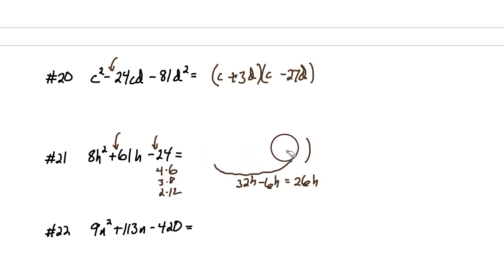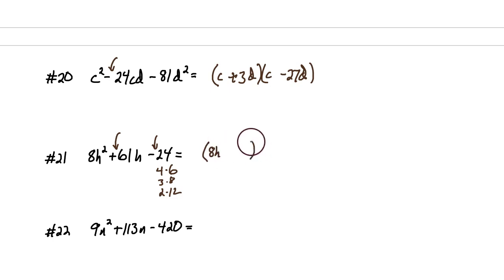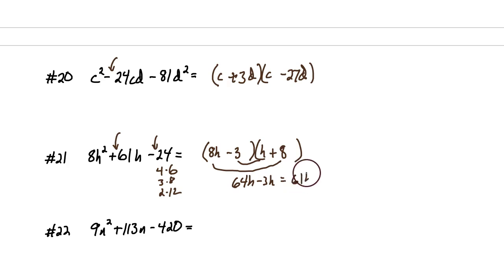Let's erase and try 8h times 1h. Now let's try these numbers again, and if it doesn't work, we'll just rearrange where we put them. Let's try a negative 3 times a positive 8. The outer product is 64h. The inner product is negative 3h. And these combine to 61h. That's what we wanted. So here's our factored form. We got that after 2 tries.